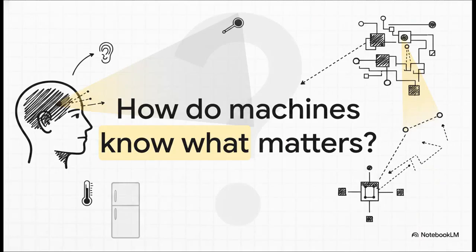Think about it. Right now, you are using your biological cognitive spotlight to focus on my words. You aren't consciously processing, say, the hum of your refrigerator or the exact temperature of the room. Your brain is aggressively filtering sensory input to spotlight what actually matters in this exact moment. And the wild part? Modern AI does the exact same thing, just mathematically. How does a machine know what matters in a massive sea of data? Well, it uses an attention mechanism.